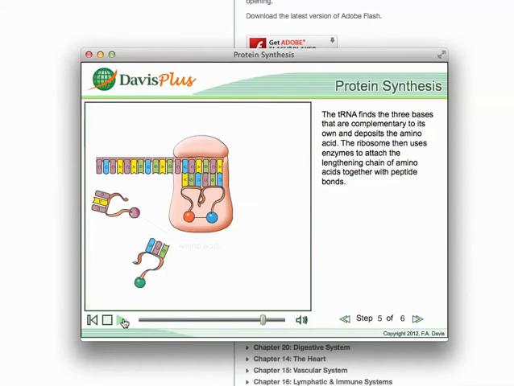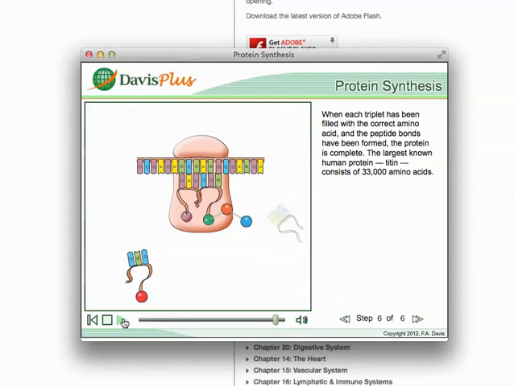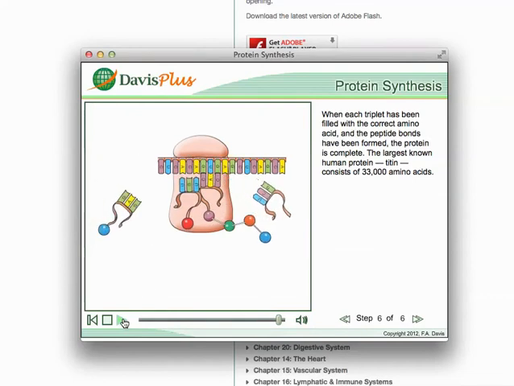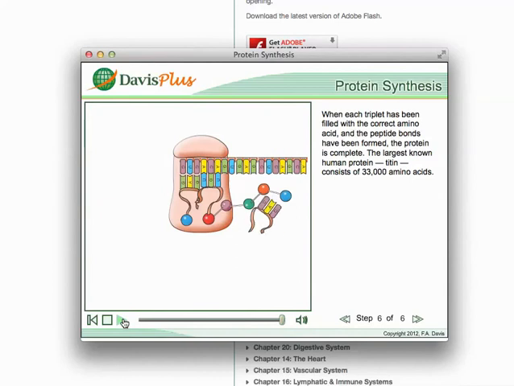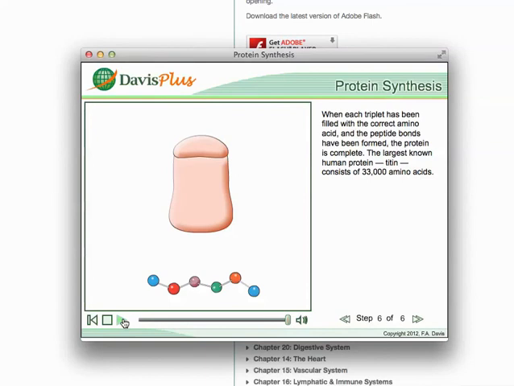The ribosome then uses enzymes to attach the lengthening chain of amino acids together with peptide bonds. When each triplet has been filled with the correct amino acid and the peptide bonds have been formed, the protein is complete. The largest known human protein, Titin, consists of 33,000 amino acids. So that just gives you a little insight into proteins, right? 33,000 amino acids. So think about how many different combinations of amino acids can come together to form proteins. And proteins really are a huge part of our body.